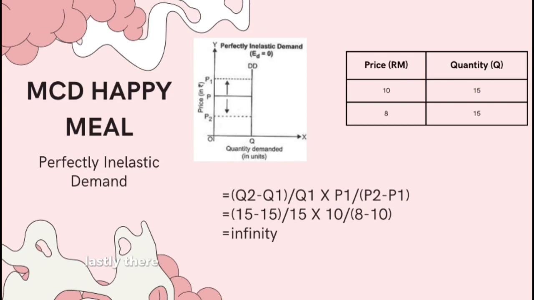Lastly, there is perfectly inelastic demand. As you can see, this is an example of what the graph of perfectly inelastic demand looks like. And for this graph, I will use 50 for Q1 and 50 for Q2. After I put the numbers in the formula, the answer is infinity. Therefore, perfectly inelastic demand.